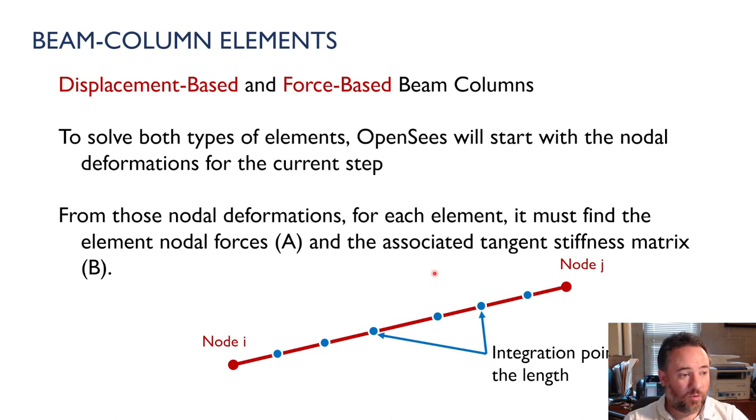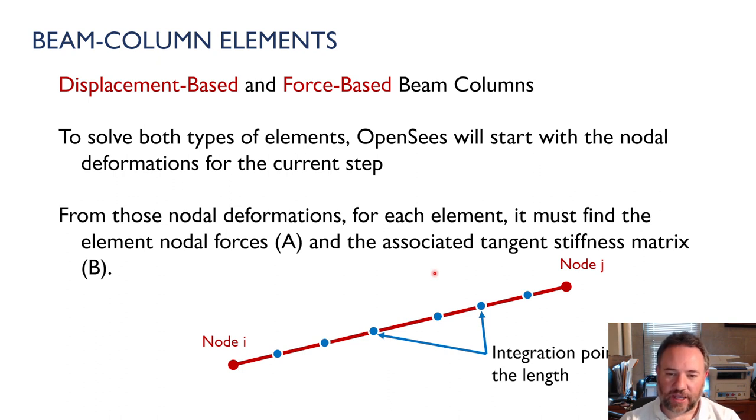Okay, why does that change? Because the element is nonlinear. All the materials are nonlinear. So that means the stiffness changes all the time. So in order for OpenSees to solve the next step, it has to know the stiffness. I need to know the stiffness matrix in order to find the deformations.